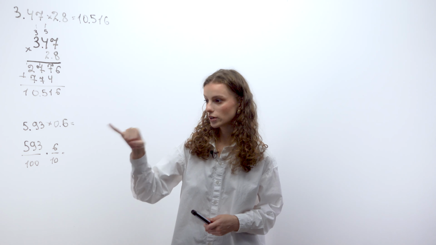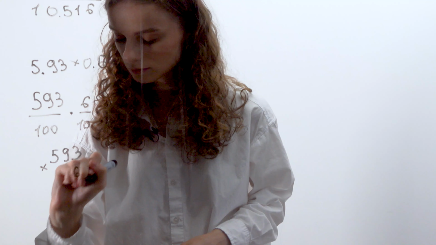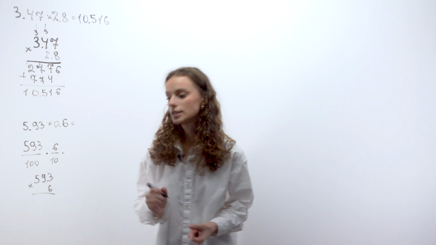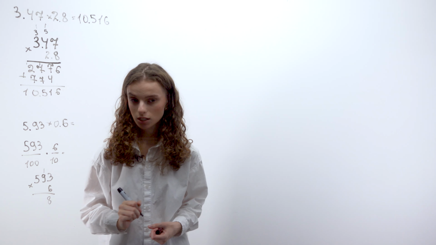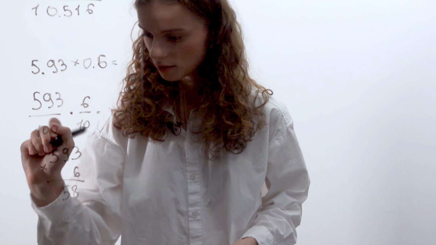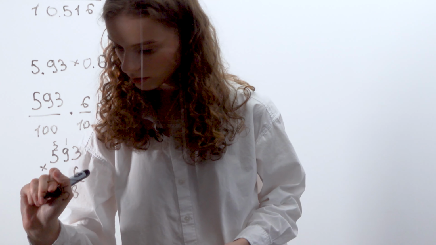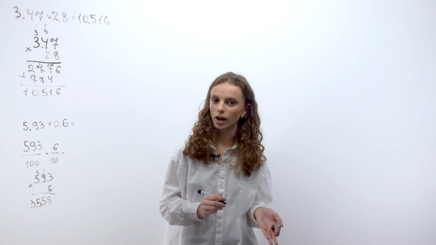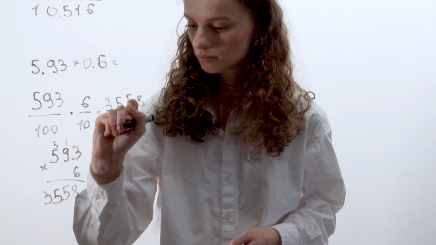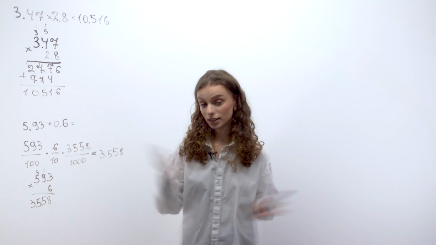We have 593 multiplied by 6. 6 times 3 is 18. 9 times 6 is 54, and add 1, 55. 5 times 6 is 30, and 30 plus 5 is 35. So we get our new fraction, 3,558 over 1,000. And now I can convert this fraction into a decimal, and we're done.